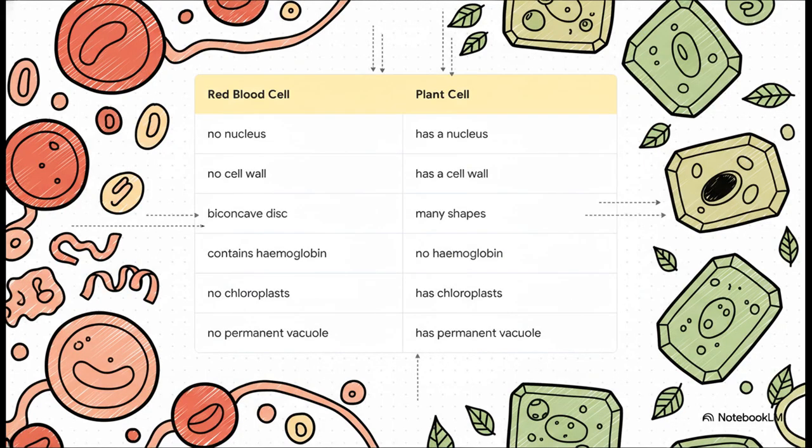The mark scheme is basically our cheat sheet here. For the differences, you could talk about the nucleus, or the lack of one, the cell wall, the shape, that biconcave disc versus all sorts of plant cell shapes, hemoglobin, chloroplasts, a permanent vacuole. See how every single point is a direct, this has it, that doesn't comparison?